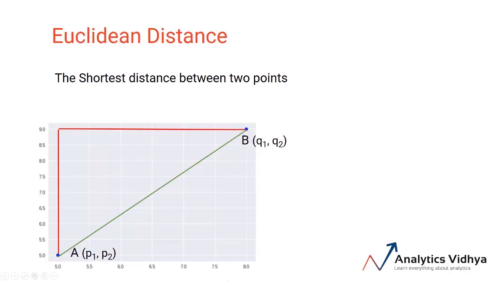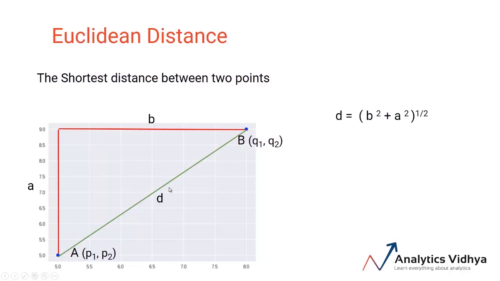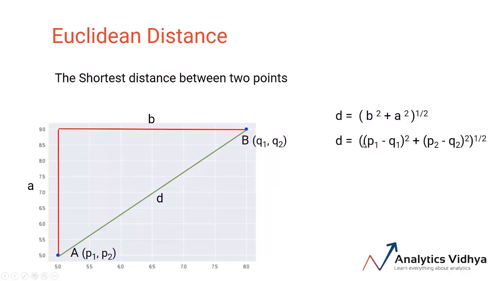So can you guess the formula to calculate the distance between A and B? Remember the Pythagoras theorem? We had the value of D equals the root of A square plus B square. So I've written the formula here. And if I plug in the values of A and B in terms of P and Q, I'll get P1 minus Q1 square plus P2 minus Q2 square, and the complete root. So let's put in the values. We'll again get 4 square and 3 square, and we take the root of this. So it comes out to be 5.